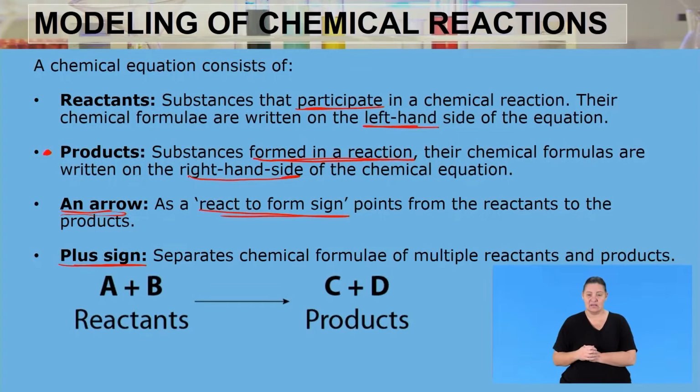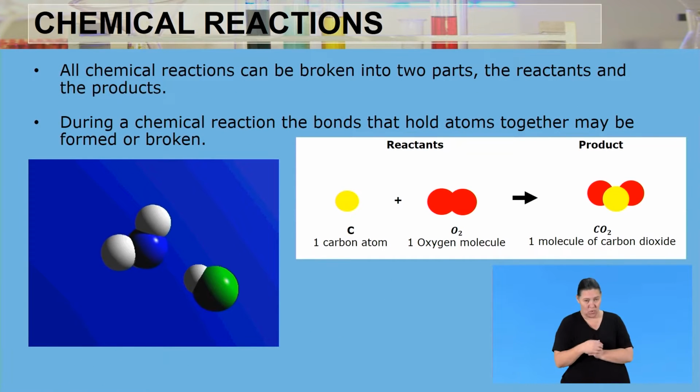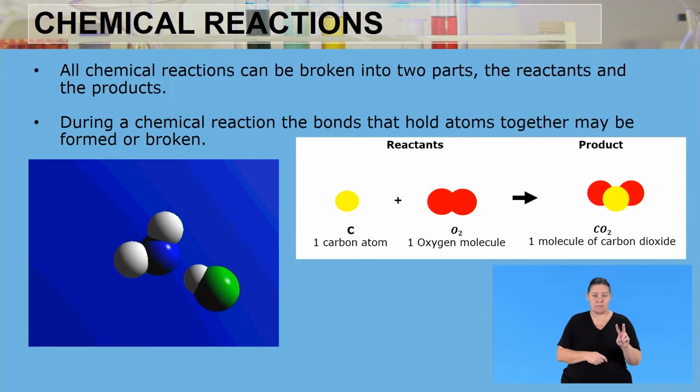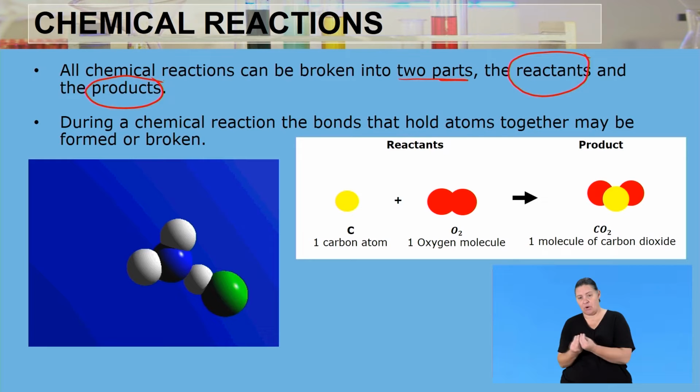As we have in our example here, we have the two reactants A and B that are separated by this plus sign, and then these reactants are going to form something new. This arrow shows that these two reactants are undergoing a chemical reaction to form C and D, and C and D are going to be our products. Furthermore, all chemical reactions can be broken into two parts: the reactants and the products.